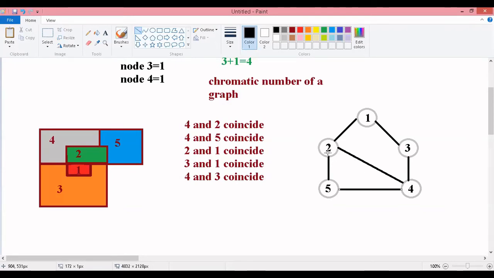And next is 2 and 3, because 2 is touching the surface of 3. See here, 2 is touching the surface of 3. So 2 and 3 also. Now this is the graph I have obtained.